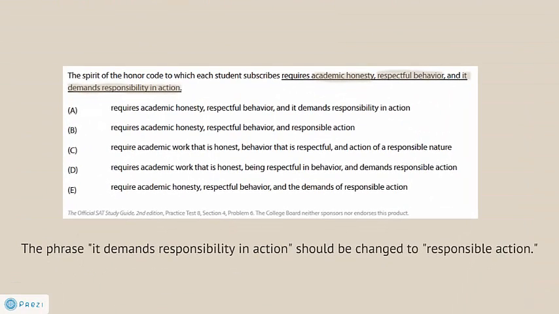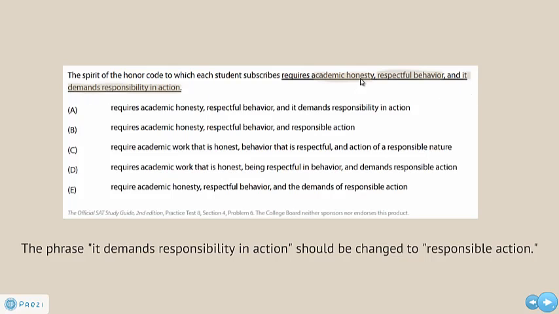Let's take a look at an example. This sentence reads, "The spirit of the honor code to which each student subscribes requires academic honesty, respectful behavior, and it demands responsibility in action." Let's identify the 3 objects listed out in this sentence. The first is academic honesty, the second is respectful behavior, and the third is it demands responsibility in action. The inconsistent structure of the third object should stick out like a sore thumb.